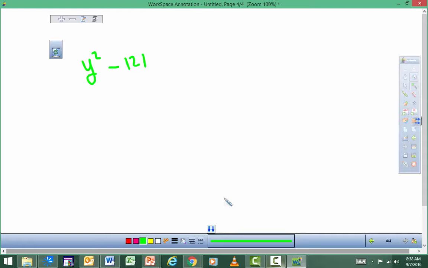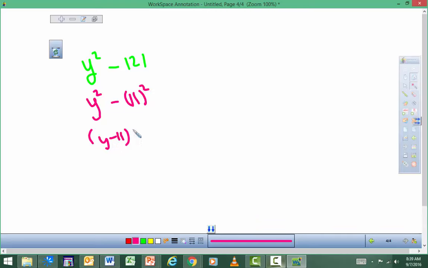Recognize that as a perfect square. So hopefully what you recognize is that that is the same thing as 11 squared. So now you have a difference of two squares. There's a square, there's a square, there's the difference. And so this factors to y minus 11 and y plus 11.